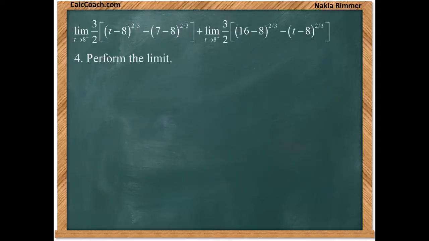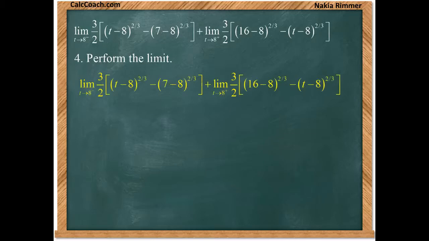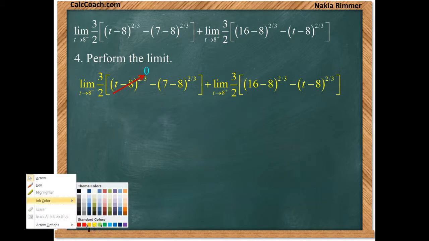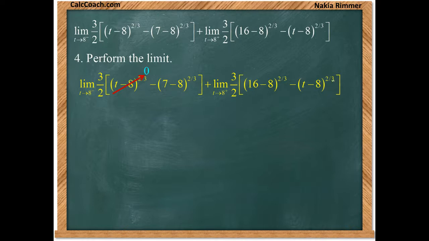So let's go ahead and perform the limit. Evaluate these limits. What happens as t goes to 8 from smaller numbers? When we have t minus 8 to the 2/3, with t going to 8, that's just going to go to 0. When we have t minus 8 to the 2/3 on the second one, now we're going towards 8 from numbers that are a little bit larger. It's still going to 0 though. It's the fact that it's a positive 2/3 that makes this end up converging to a real number. If it had been a negative exponent, then the integral would have diverged.